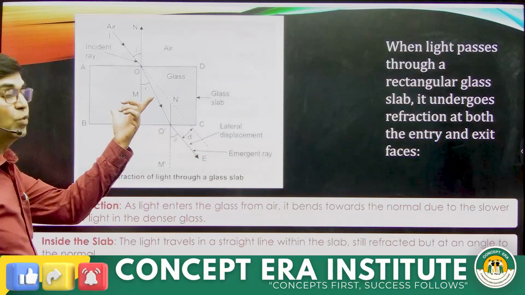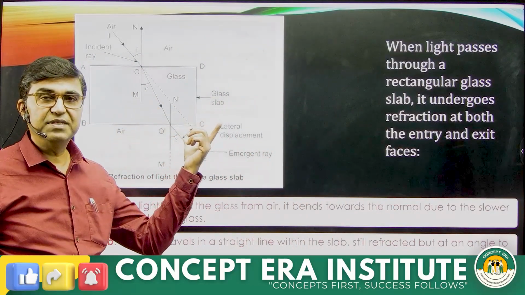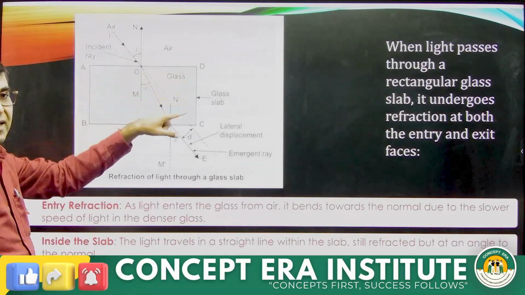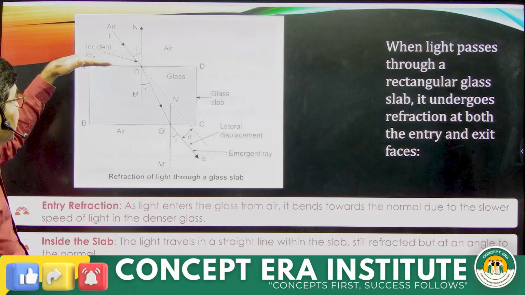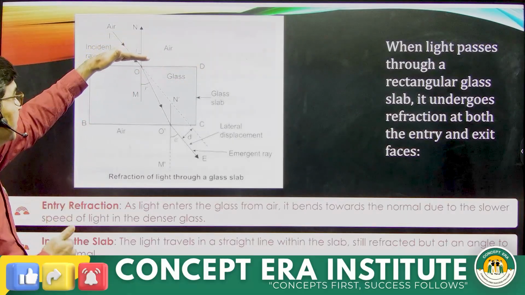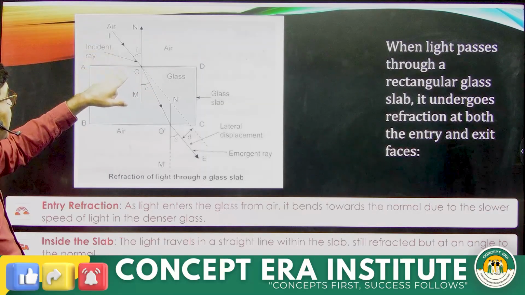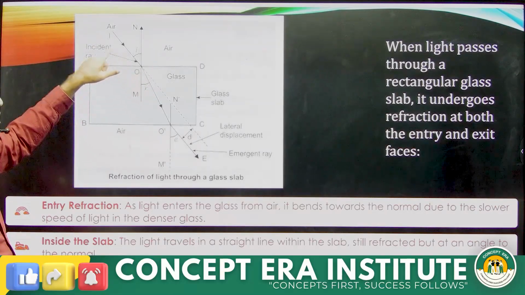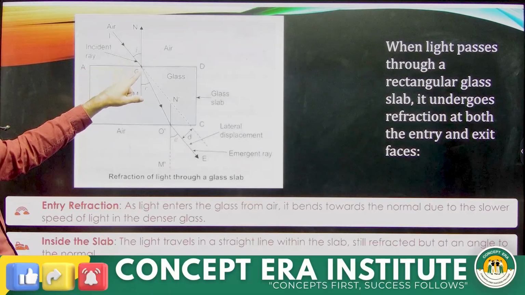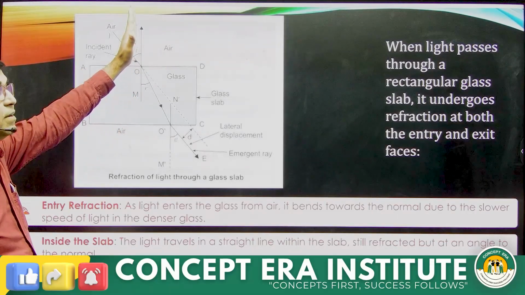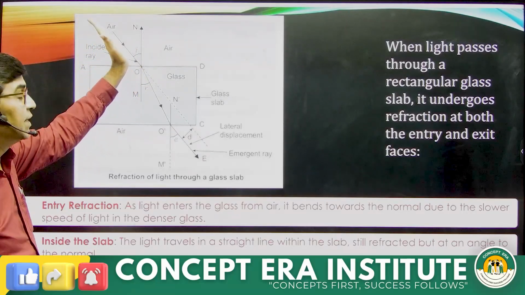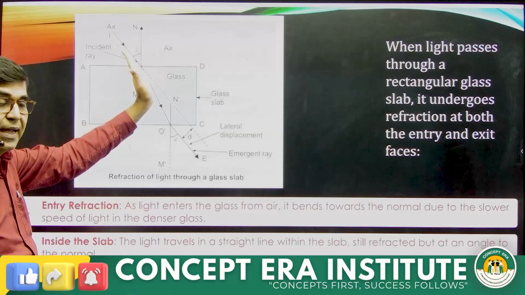Refraction through a glass slab. The diagram is given in your textbooks. This is a glass slab. The line AD is the boundary between air and glass. O is the point of incidence where the incident light is striking the boundary. At O, we drew a normal perpendicular to AD. The incident light traveling from the air enters glass.